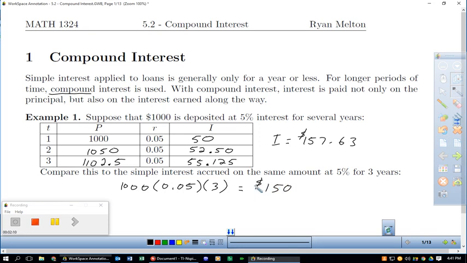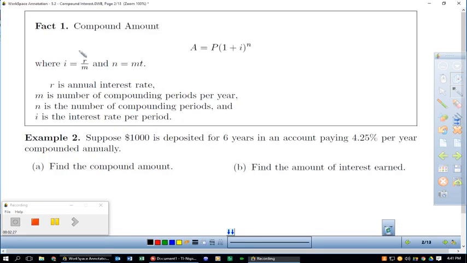That is not substantially larger, but we've only gone for a period of 3 years. As this continues to increase, $55 turns into $60, which turns into $70, and it builds very fast. The equation for this, on the next page, is the compound amount: A equals P times (1 plus I) to the N, where I is the rate divided by the compounding periods, and N equals the compounding periods times the time. R is the interest rate, M is the number of compounding periods per year.